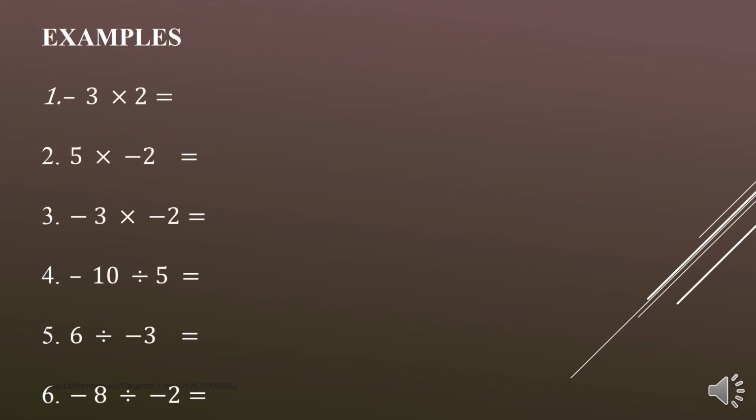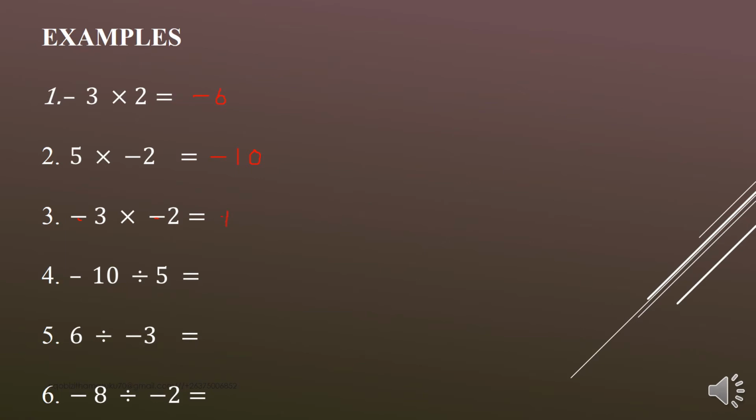The first one is minus 3 by 2, so it's a bad person by a positive, so the result is always a negative, and so our final answer is negative 6. 3 by 2 is 6, so our answer is minus 6. The other one says 5 by minus 2, so our answer there is negative 10. And the other one says negative 3 by negative 2, so bad person by bad person, the result is a good person, so it's positive 6.